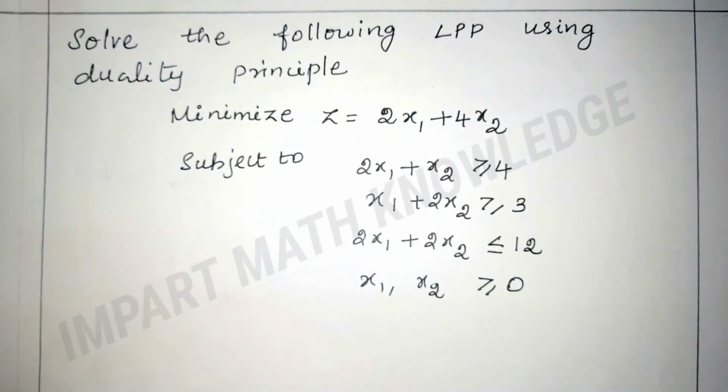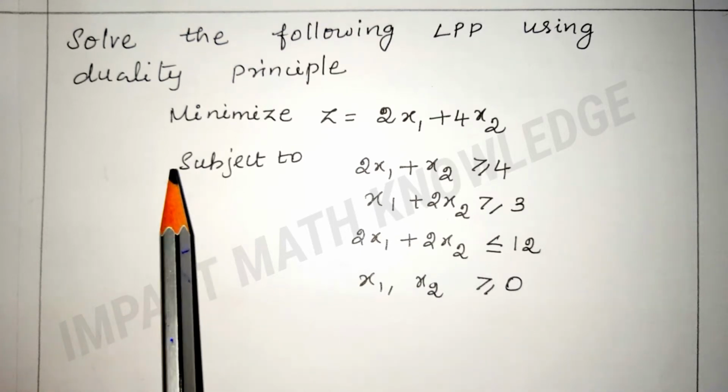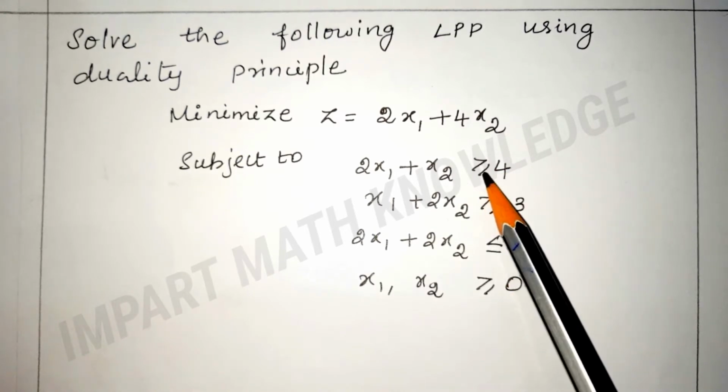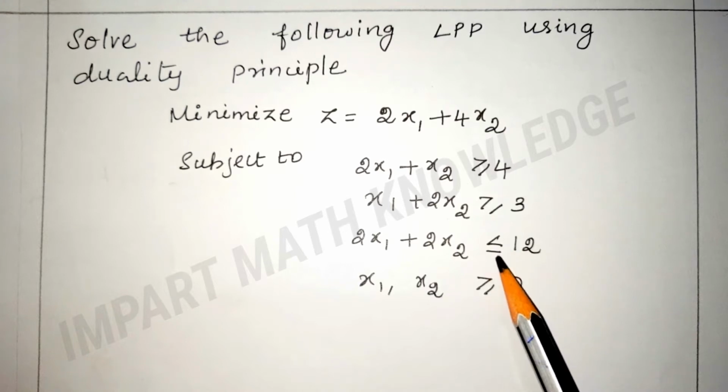Now let us move on to the problem. The question is: minimize z = 2x1 + 4x2 subject to the conditions 2x1 + x2 ≥ 4, x1 + 2x2 ≥ 3, 2x1 + 2x2 ≤ 12, x1, x2 ≥ 0. Your given problem is a minimization problem. Here the inequality is greater than or equal to in the first and the second conditions, but in the third condition it is the less than or equal to symbol.